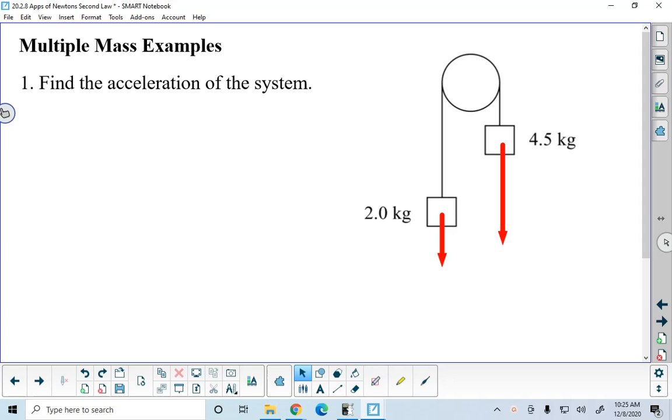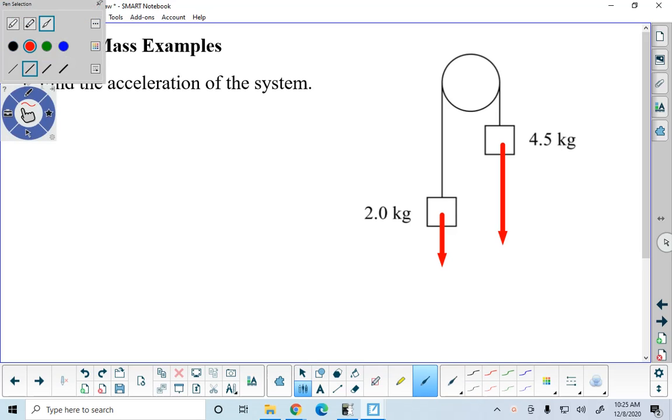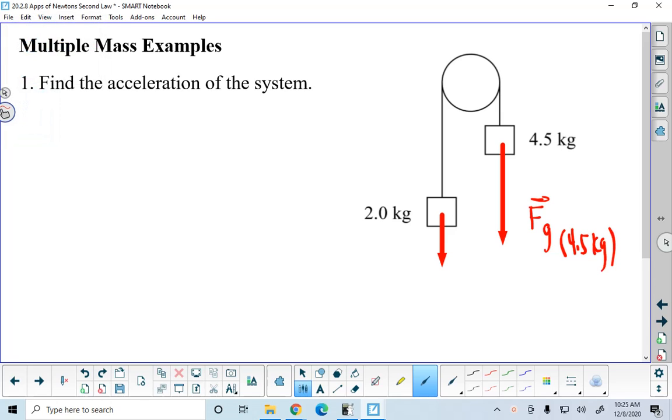So in this third lesson, example 1 is dealing with multiple masses. When we draw the free body diagram showing the forces acting on these two masses, that's basically it. Now, there are some other forces that I will talk about in a second, but we don't need to concern ourselves with them. This can be labeled as the force due to gravity on the 4.5 kilogram mass, and this can be labeled as the force due to gravity on the 2 kilogram mass.